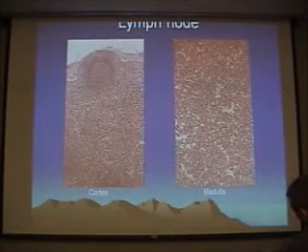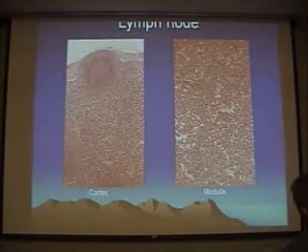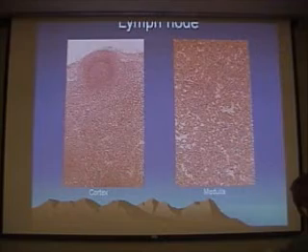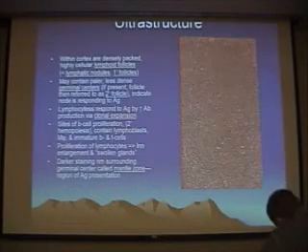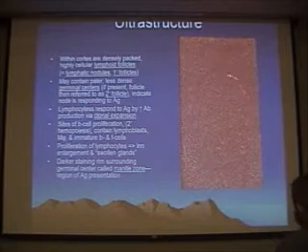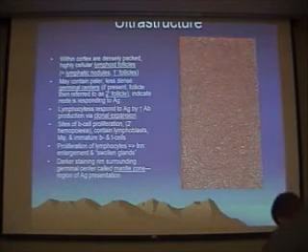If you look at a high power view of the medulla, you can see these medullary cords separated by these paler staining medullary sinuses. In this case, they're full of lymph. Here's an example of one of those lymphatic nodules. In this case, it has a germinal center, so it's a secondary follicle.